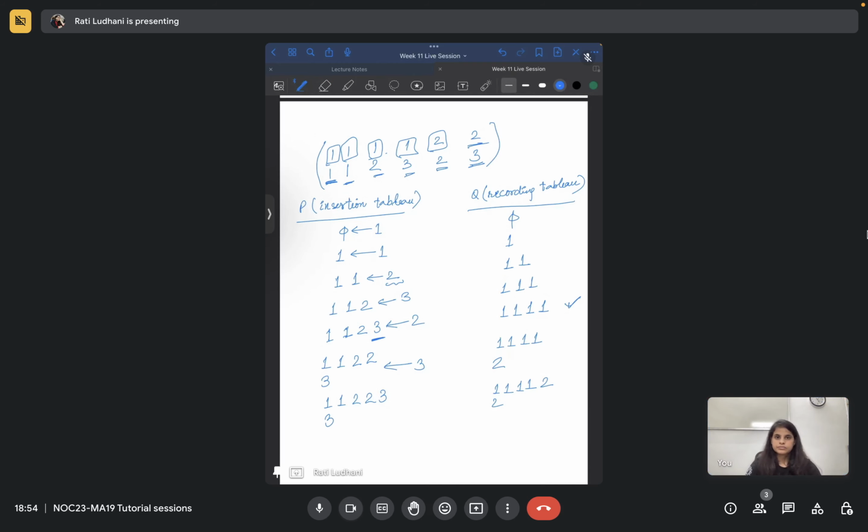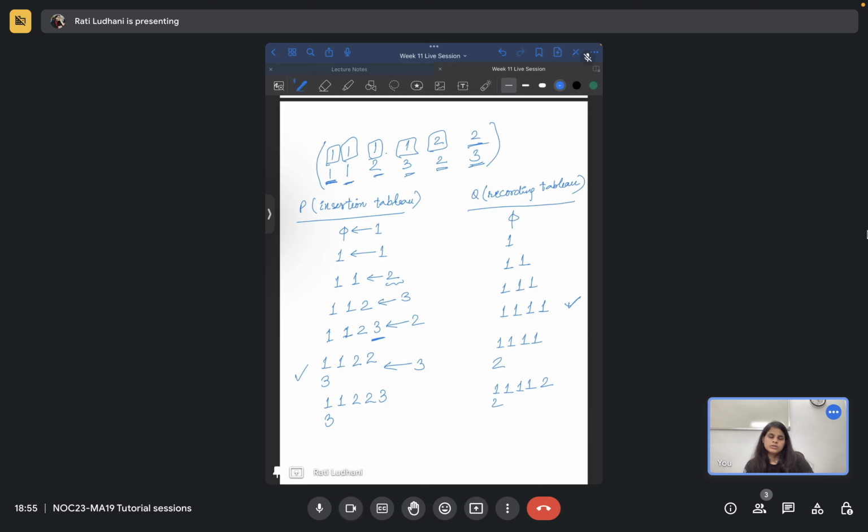Ma'am, we insert two now. 1 1 2 3. Insert two. So there we can have 1, 1, 2, 3, 2. It's possible, ma'am. I didn't get it. What exactly are you saying? 1, 1, 2, 3. Insert 2. So the next step, madam, write 1, 1, 2, 2, 3. Right, so 2, 3. Is 2 possible or not?